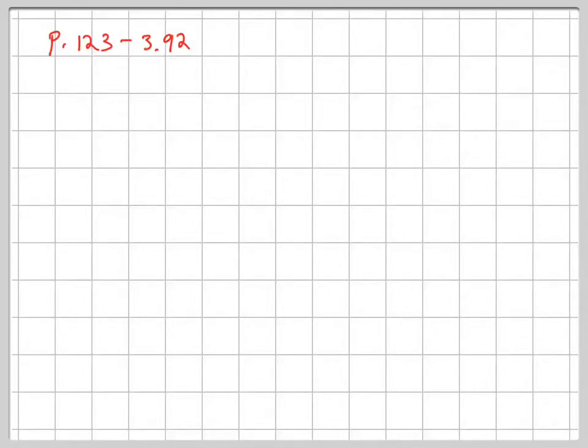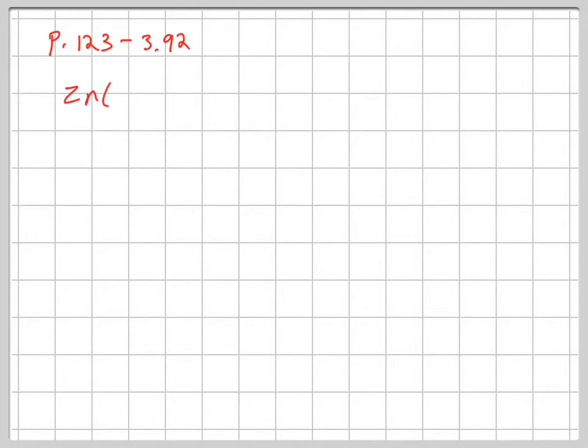So now this is one of the more complete problems here. We're going to work on page 123, problem 3.92. The problem says zinc metal reacts with aqueous silver nitrate to produce silver metal and aqueous zinc nitrate according to the following equation. And note it says that it is unbalanced, and it is in fact an unbalanced equation.